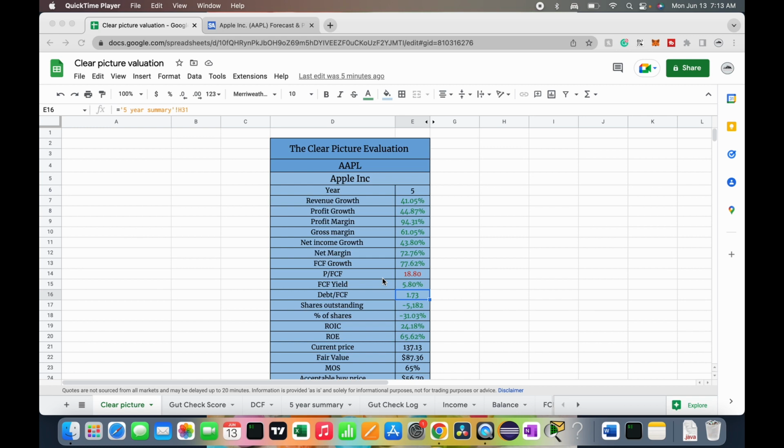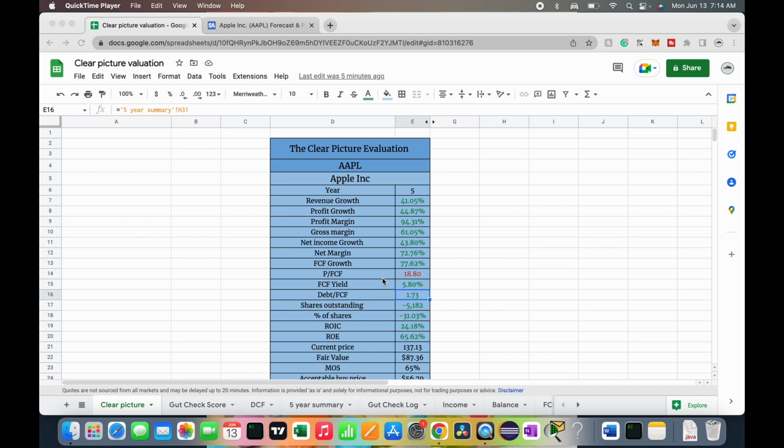So you see, 5 years ago to now, the revenue growth has grown about 41%. Profit growth is about 44, almost 45%. Profit margin has increased by 94%. Gross margin has increased by 61%. Net income growth is about 43. Net margin 72. Free cash flow about 77. Price to free cash flow is actually at 18. I'm just reading all this really quick.